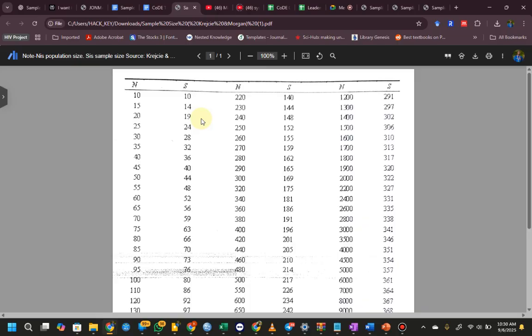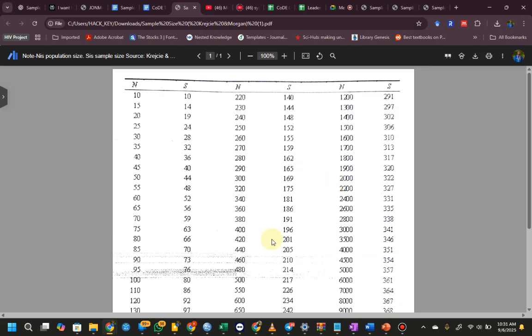So let's go on. Let's proceed. That is how you use the Krejcie and Morgan table. Now, the next way to determine the sample size is using the percentage method, where you are given a percent and you are given a sample.